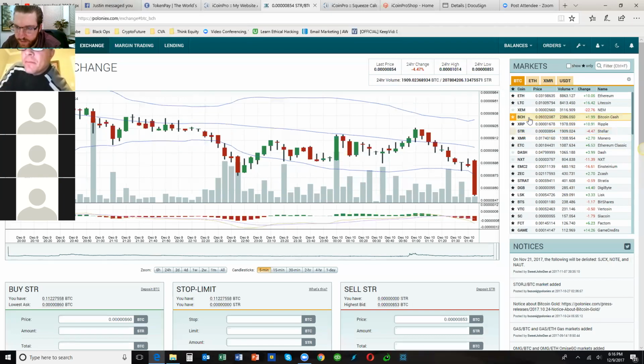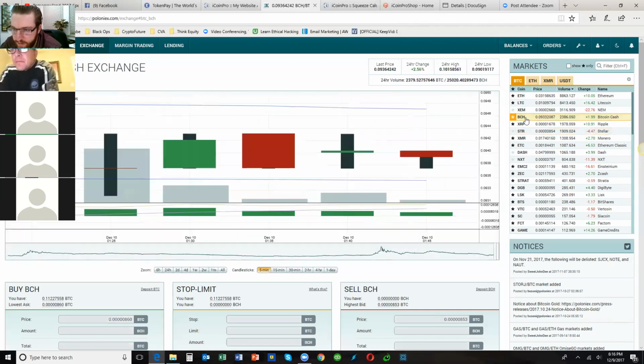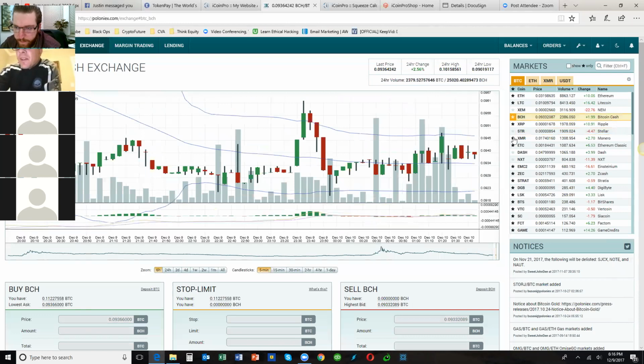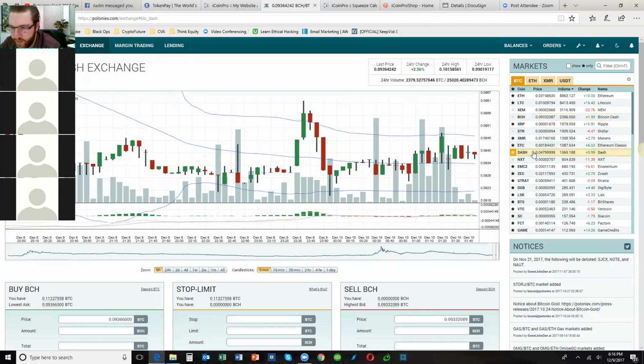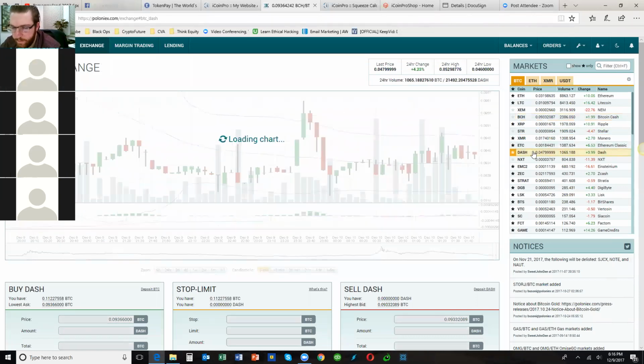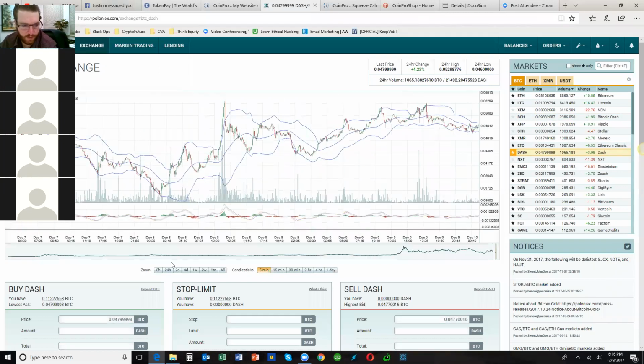Yeah, these coins can't make up their minds. So we had Bitcoin Cash and Dash Coin going through a squeeze. Let's see.